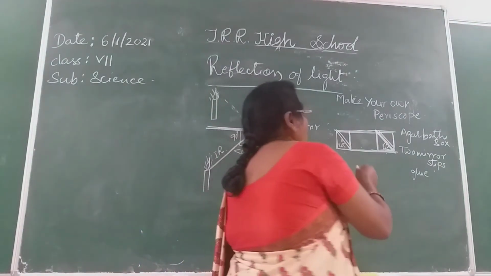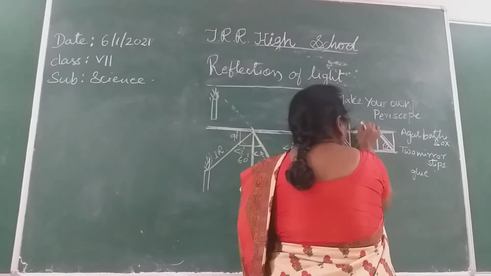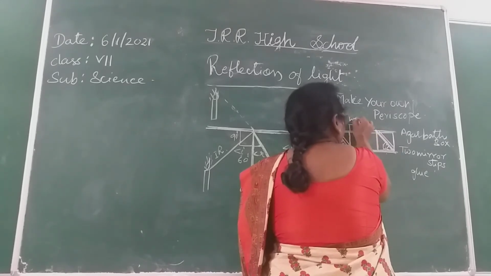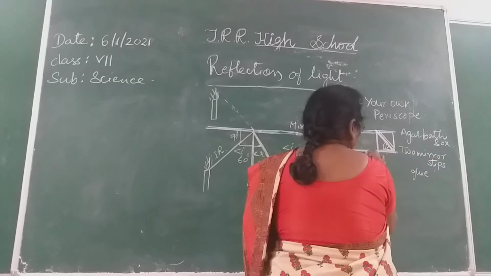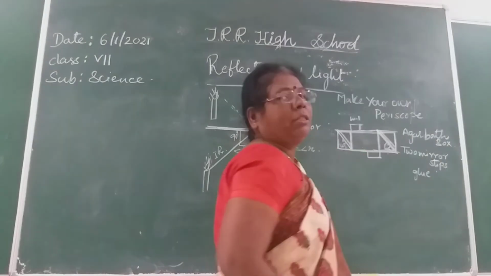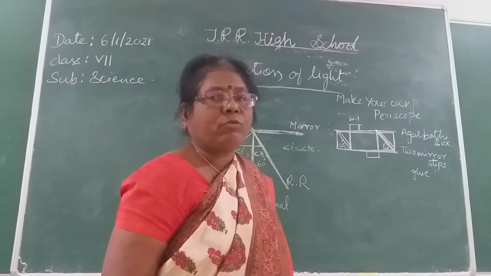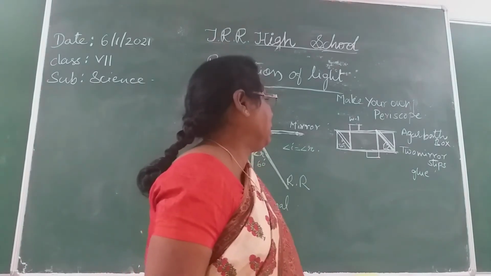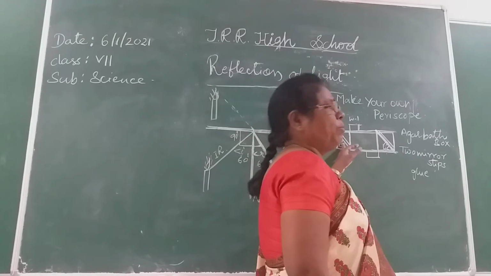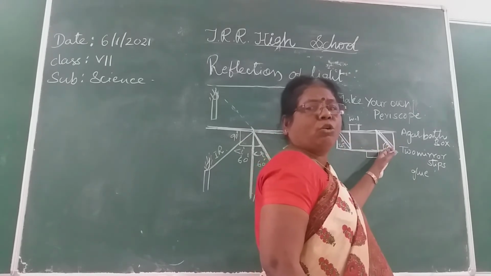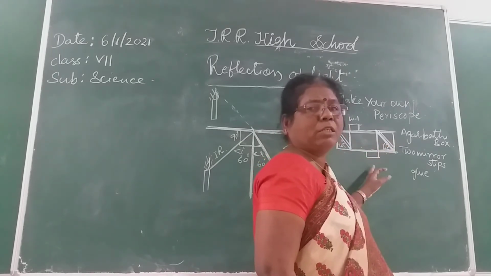Now here, cut the window. Slit the windows. Window 1, window 2, to see the image of the object. Now your periscope is ready. You can use the glue for fixing the mirrors. Now your periscope is ready.